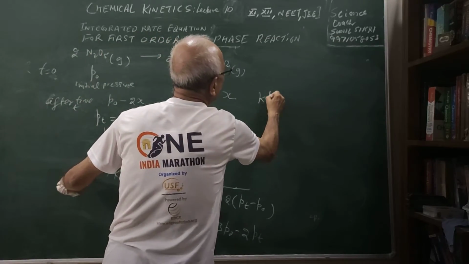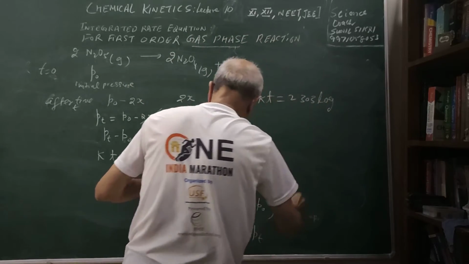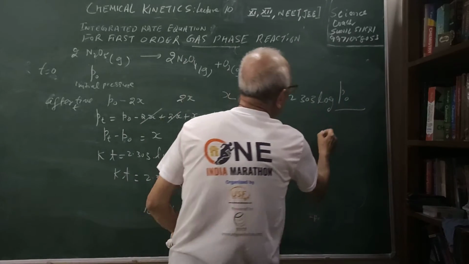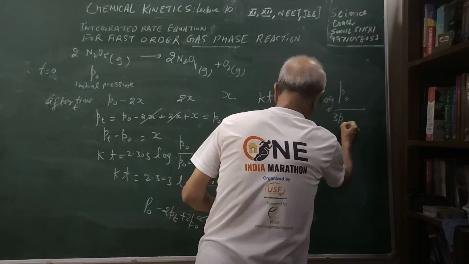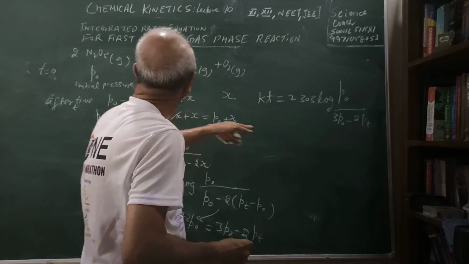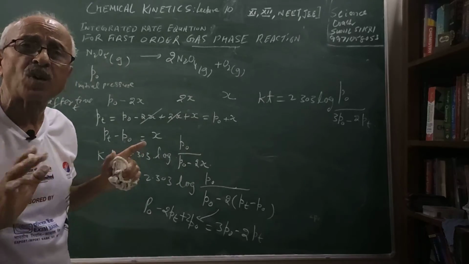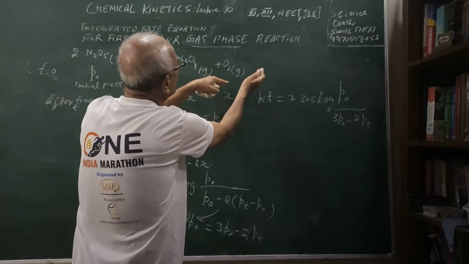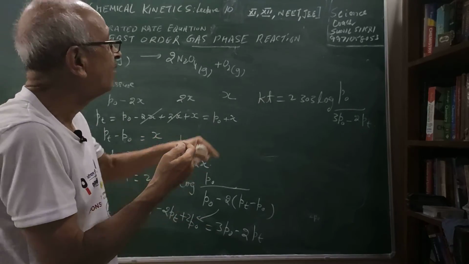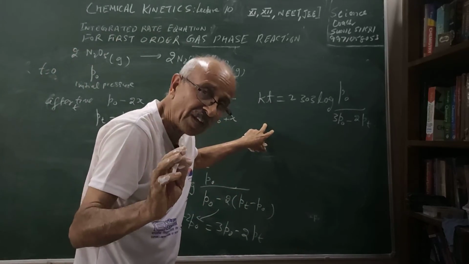For this reaction, kt is equal to 2.303 log of P0, the original pressure, divided by 3P0 minus 2Pt. So you can see the formula which we derive will depend on the nature of the reaction, the stoichiometric coefficients of the reactants and the products. If some solid is formed, for solids we don't take the pressures, because solids do not have any vapor pressure. That will be taken as 0, and then we will derive the equation again.